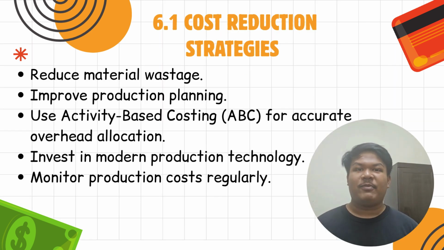To improve business performance, Elegant Stitch Apparel should reduce material wastage and strengthen production planning. The company should also apply ABC to allocate overhead costs more accurately. Investing in modern technology and monitoring production costs regularly can further improve efficiency, reduce costs, and increase profitability.